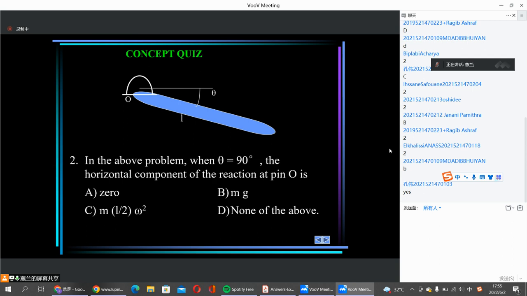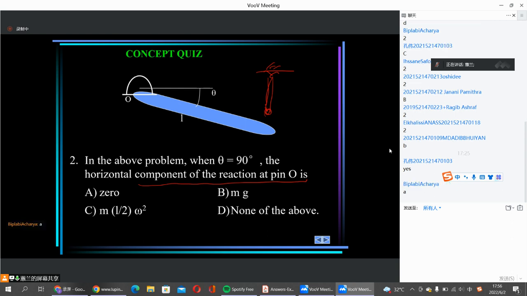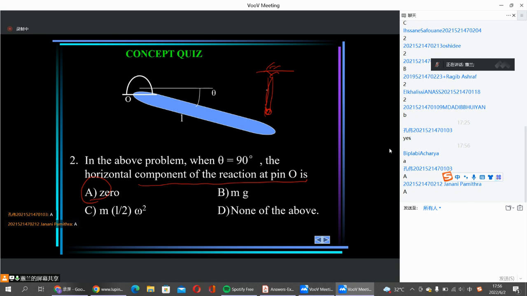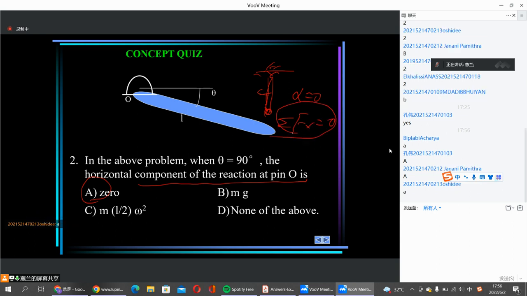And when theta is equal to 90 degrees, what will be the horizontal component of the reaction at the pin O? Theta is equal to 90 degrees, what will be the answer? 90 degree. Yeah, 0. Yeah, very good. Because Ig alpha, we found that alpha equal to 0. And so when you do sigma Fx equal to 0, you will find that sigma Fx equal to not 0, sorry, equal to no.